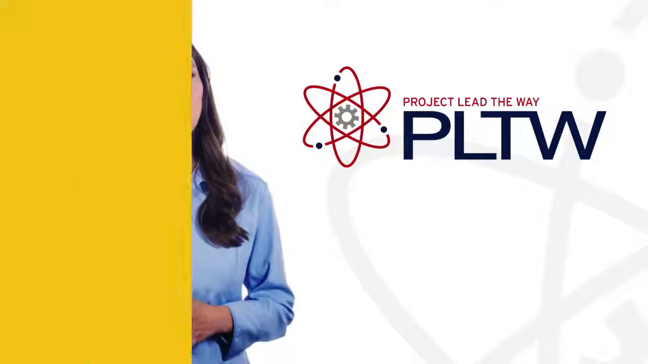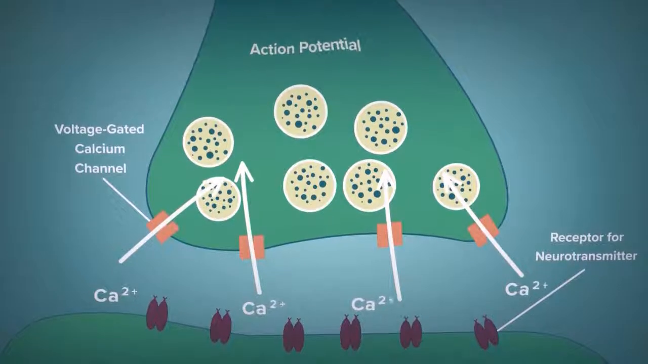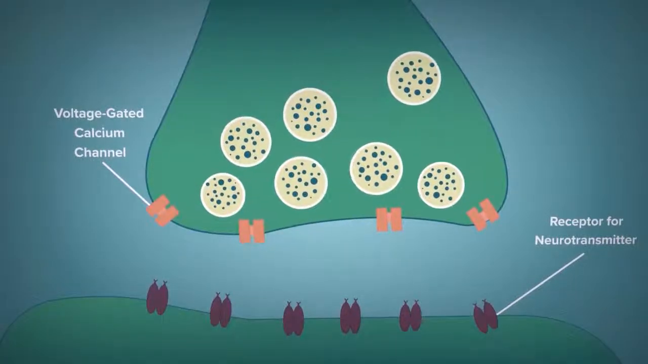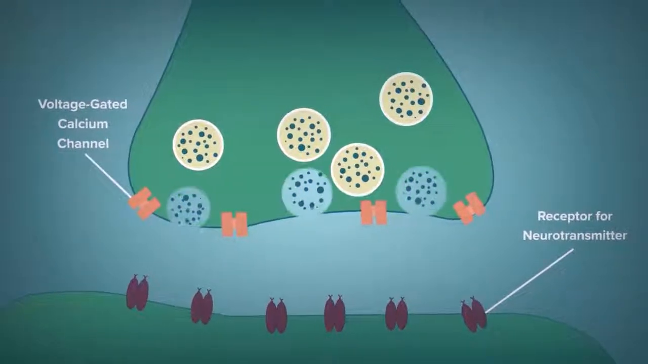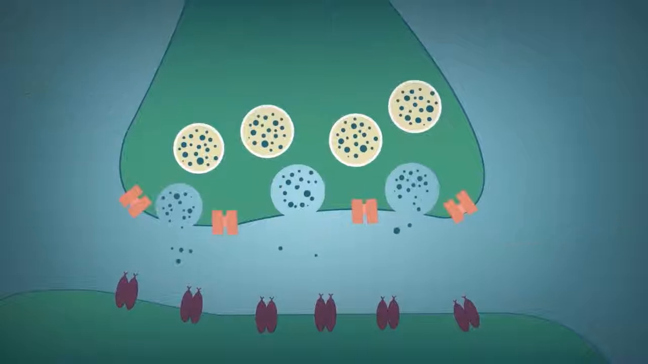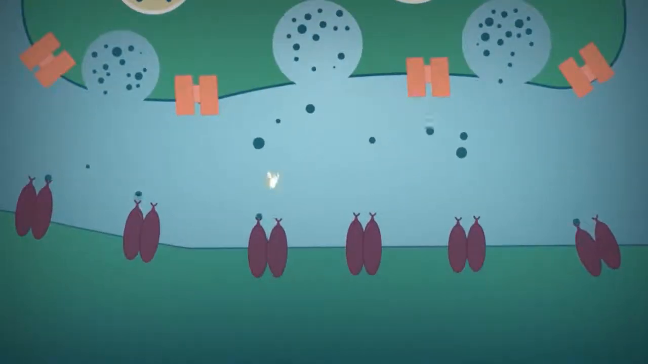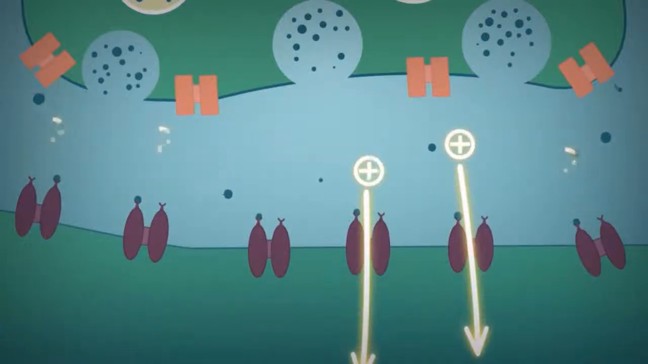When a nerve impulse arrives at the axon terminal, it causes calcium ions to move into the cell through calcium channels, small gates in the cell membrane. The calcium allows the vesicles to fuse with the membrane and release neurotransmitters into the synaptic cleft. The neurotransmitters move across the cleft and bind to receptor proteins on the receiving cell. The receptors are specific to the type of neurotransmitter that binds to them.